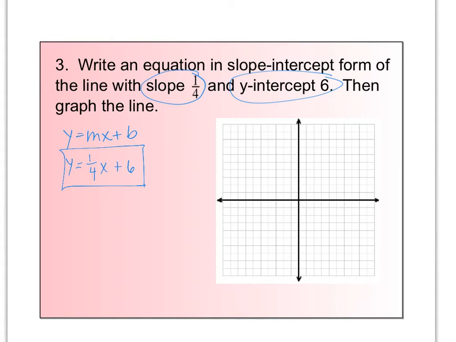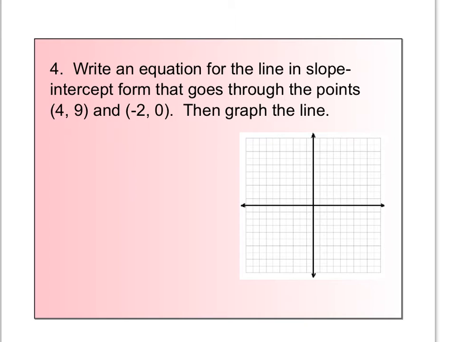Now we graph it. Our first point, remember, goes at the y-intercept, so we're going to go on the y-axis. We're going to go up 6. So here's our first point. From that point, we're going to have a slope of 1/4. So we're going to rise 1 and go to the right 4. We're going to put our second point. We're going to connect, and there we have it.